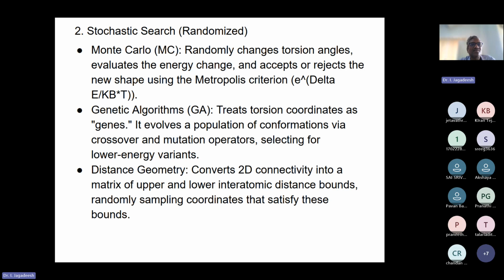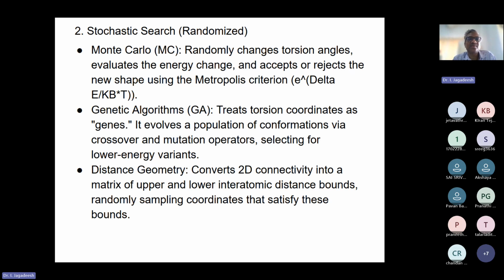The second one we are going to have is the stochastic method. In the stochastic method, it is a part of randomization only, but we use Monte Carlo simulations. It randomly searches the torsion angles, evaluates the energy changes, and accepts or rejects the new shape based on the Metropolis criterion. That depends upon your delta E. Delta E means energy minimization.